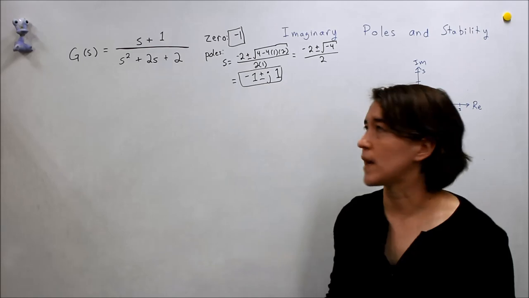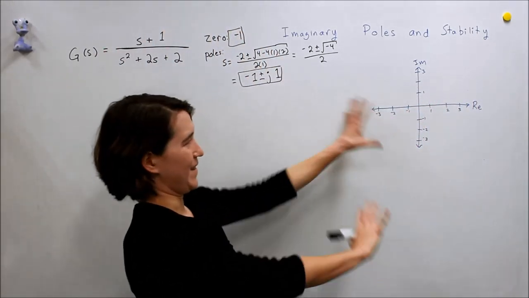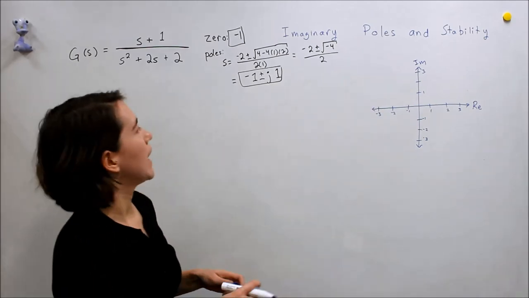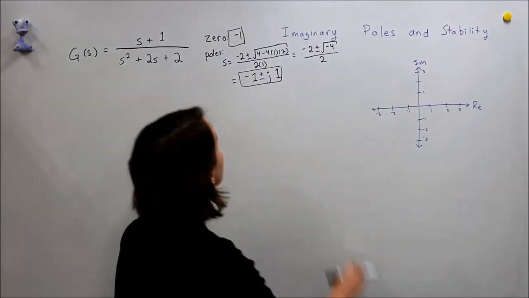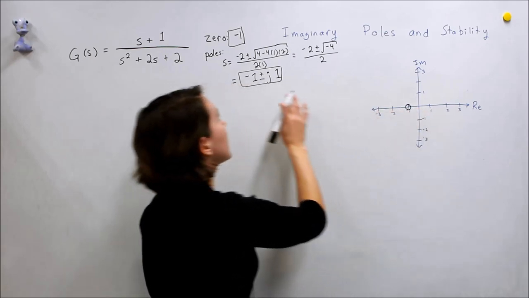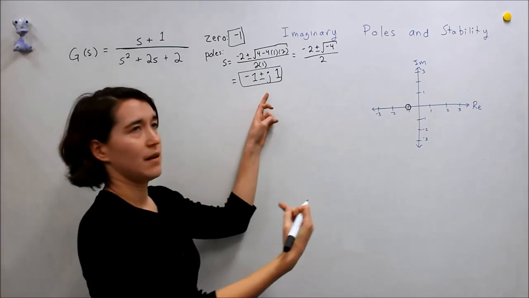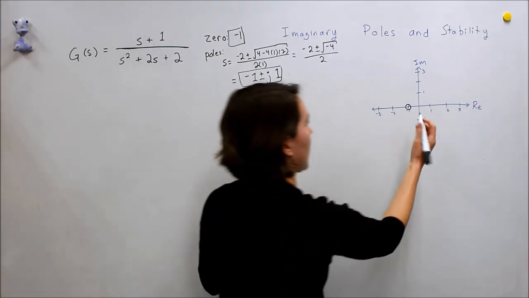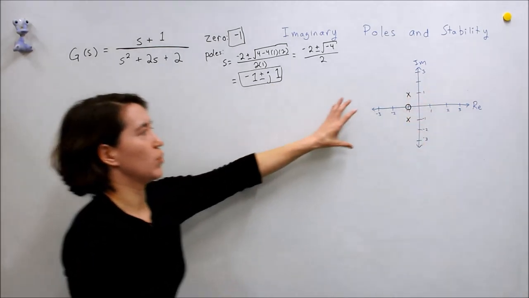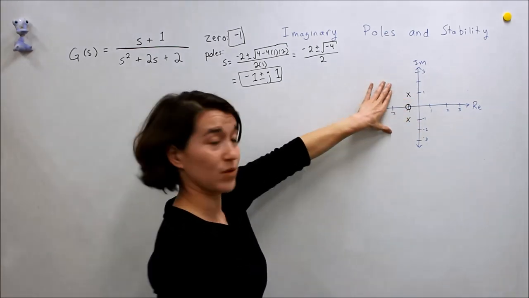So first, let's bring it over to our nicely drawn real and imaginary axis for the pole-zero diagram. We see that the zero is at -1, so we put our little zero here. And then we have our poles at -1 plus or minus j. So we have one here and here. And often these will come in pairs, so they'll often be mirrored across the real axis. And that's the case here.